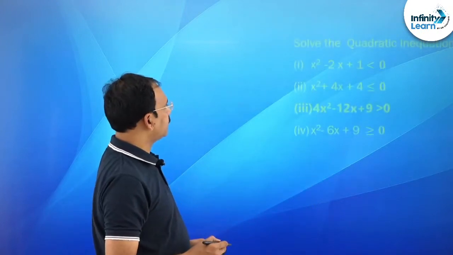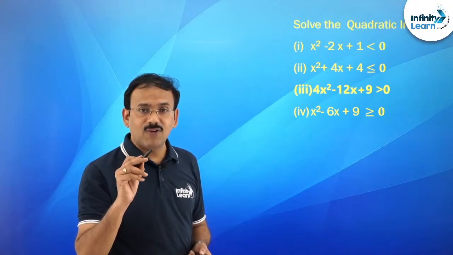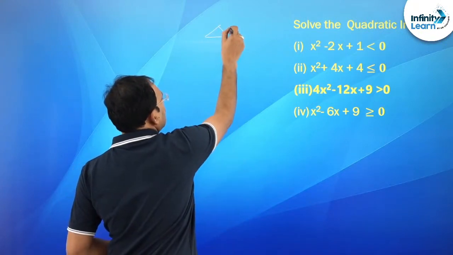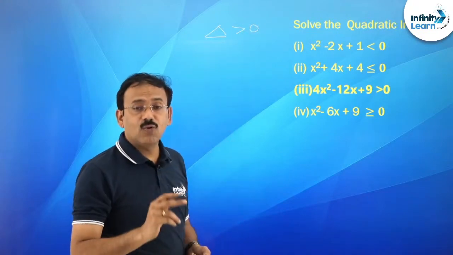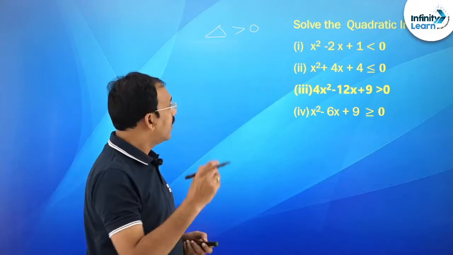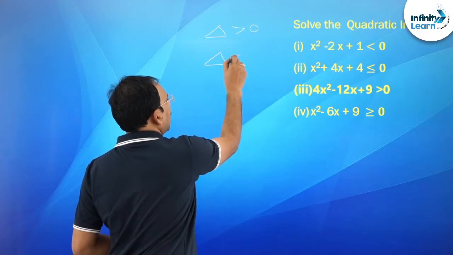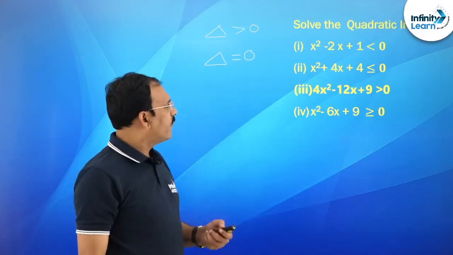Now dear students, this is the second kind of quadratic inequations. The previous case is those inequations where delta is greater than 0. That means you are going to get two different linear factors or two different roots. Whereas this is the quadratic inequation where delta is equal to 0. In this case, friends, very simple.